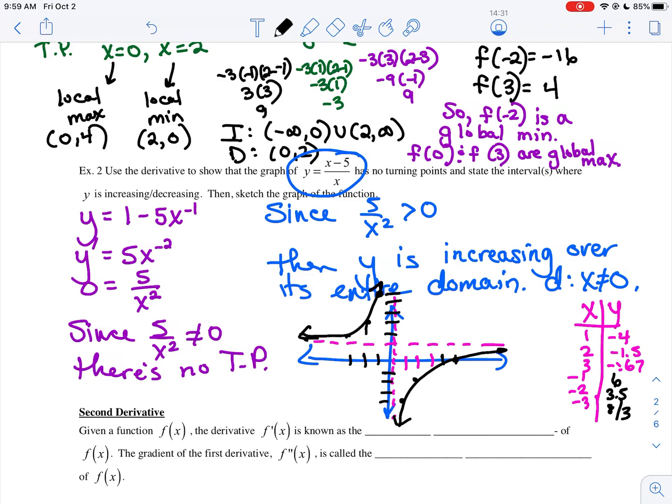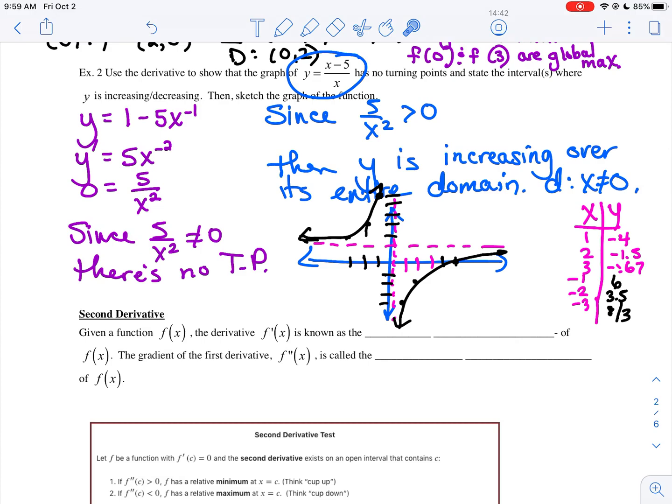So there you have it. And what I want you to notice, if you look at this, is that this is increasing, okay? But it does have a break at x is 0. Okay, it does have a break there.